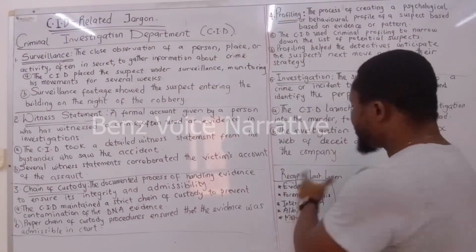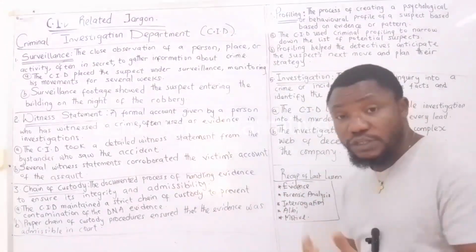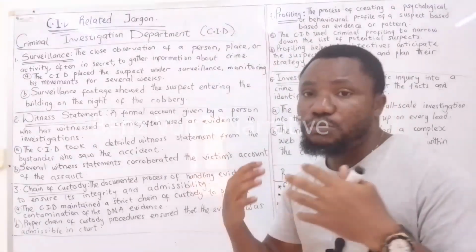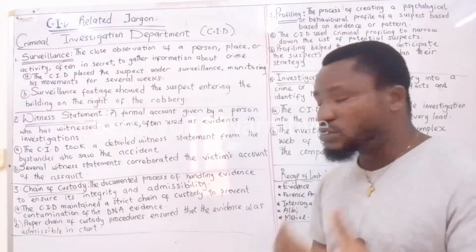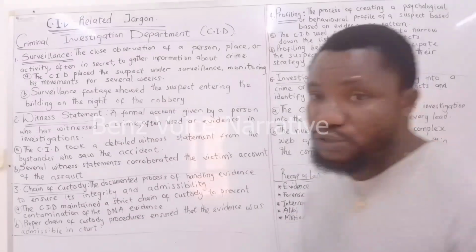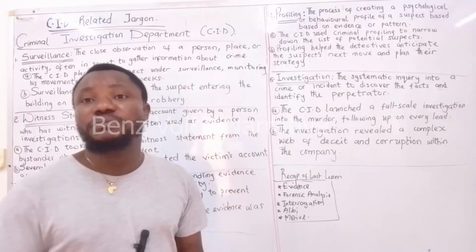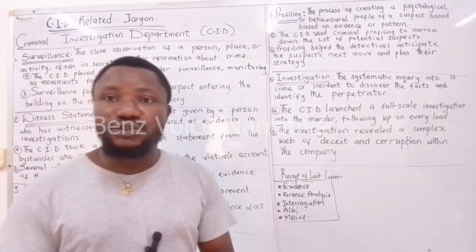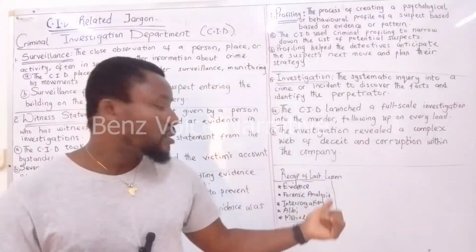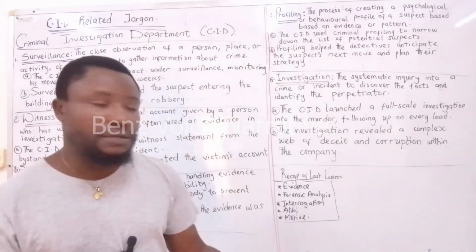Now, first of all, evidence. We said evidence is a physical or a documentary proof that is used to support a claim in the course of an investigation. Forensic analysis is the scientific analysis or scientific examination of an evidence in order to establish a fact or in order to solve a crime.